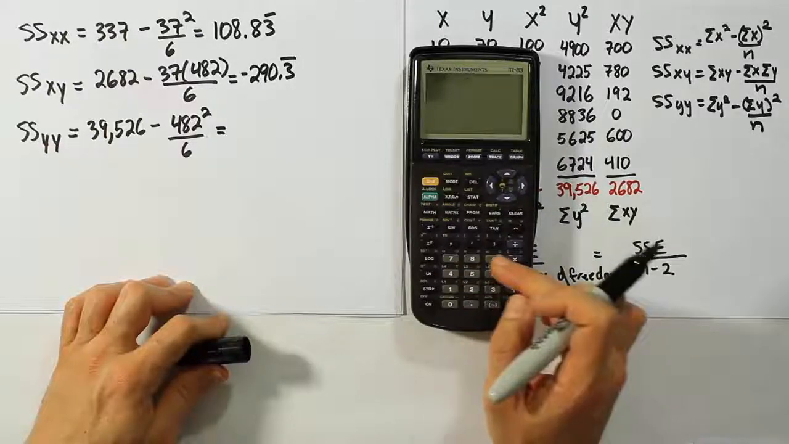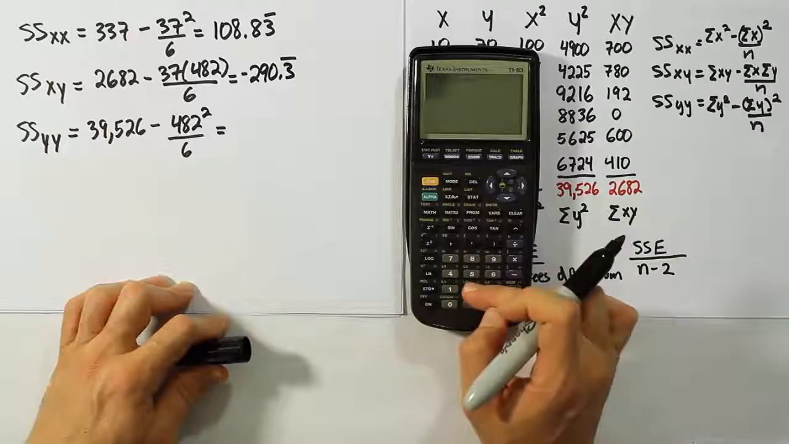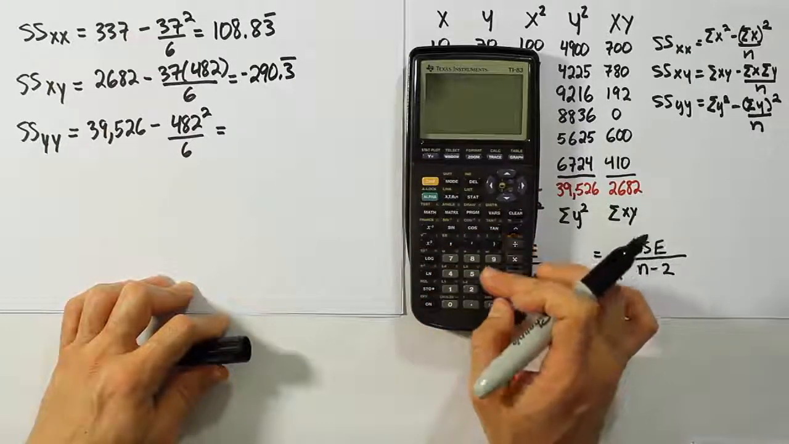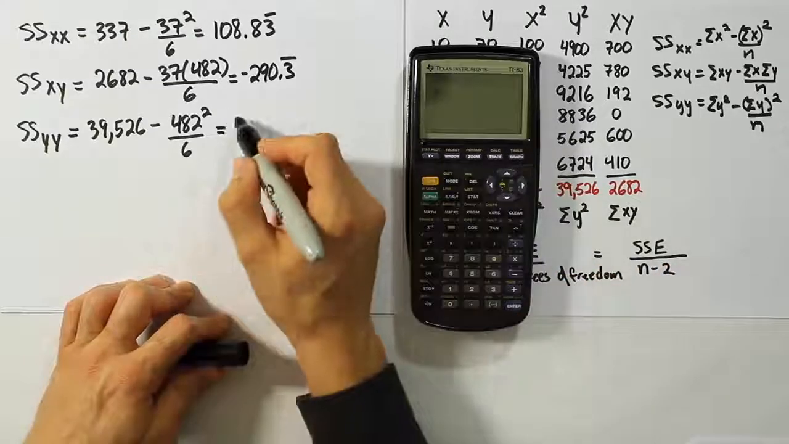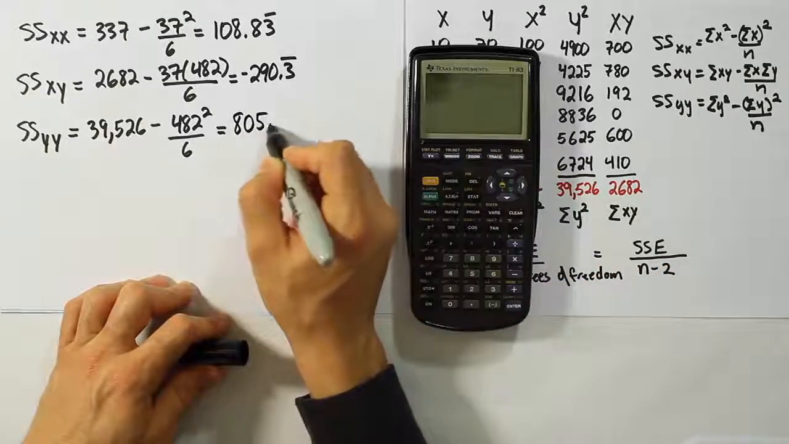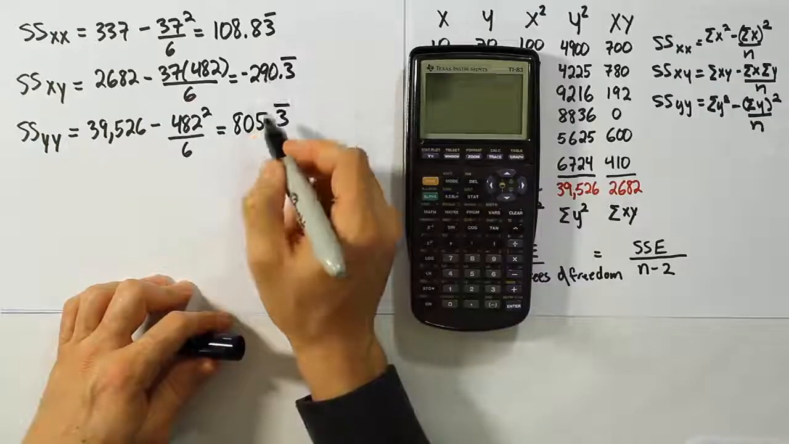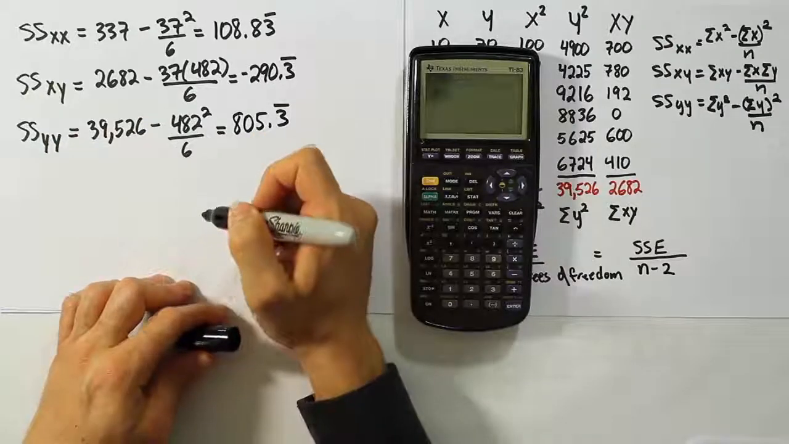All right, then after that, we're going to do 39,526 minus 482 squared divided by 6. When we're done with that, we get 805.3 repeating. All right, so those are our three sum of square values.